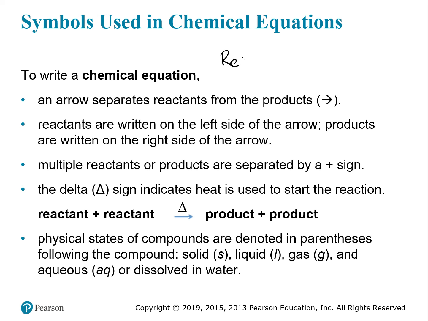When we have a chemical reaction, we've got the reactants, which are like the ingredients, and those are always on the left-hand side. Then there's an arrow, then there's the products.